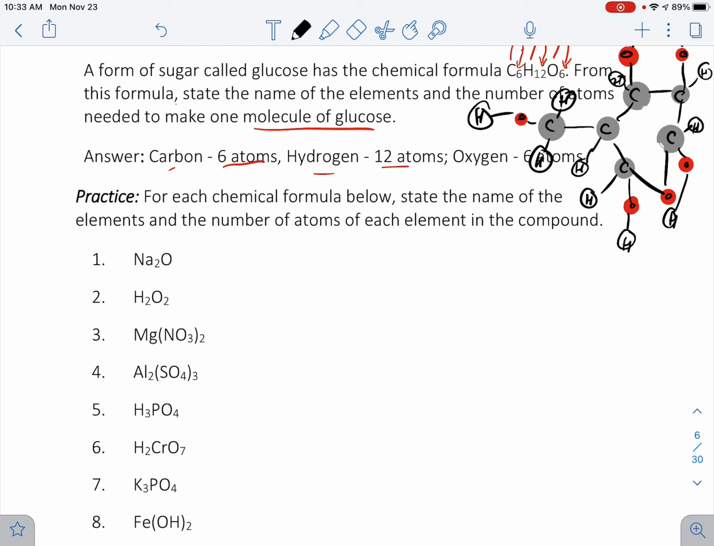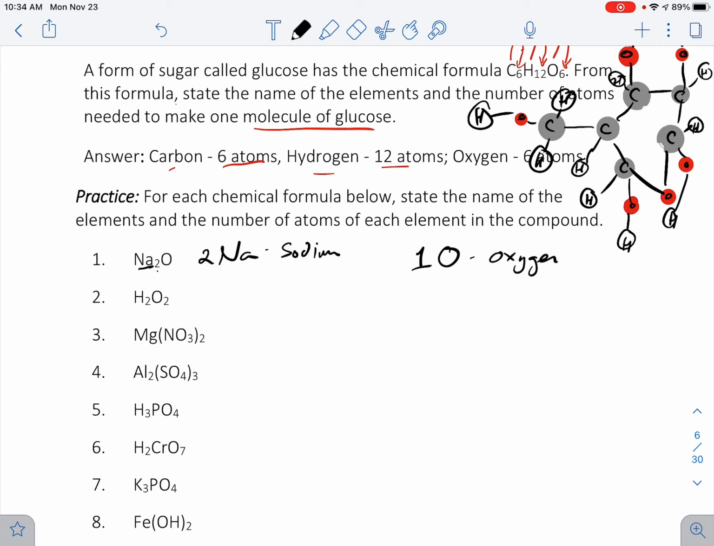In the practice, we're going to be stating how many of each atom there is. So we're looking here, the sodium, there's a 2 after it, so there are 2 sodium atoms. There's no number after the oxygen, so that is 1 oxygen atom. Now if you're not familiar with your symbols yet, that's okay. I would also accept it if you wrote sodium out, or if you wrote oxygen out.